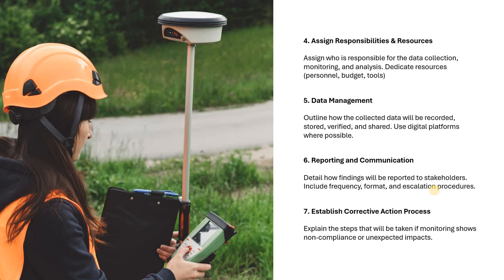Reporting and communication decisions are next. Who needs to know about the findings? How are you going to tell them about the findings? And how often are you going to report on monitoring data? And then finally, step 7, establish a corrective action process.